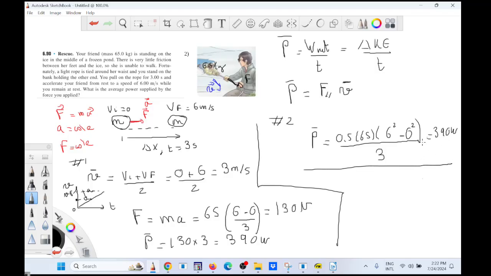It's quite energy delivered because remember 1 horsepower is 746 watt. So 390 watt. Okay, so you divide 390 by 746. So it's going to be about 0.5 horsepower. Okay.